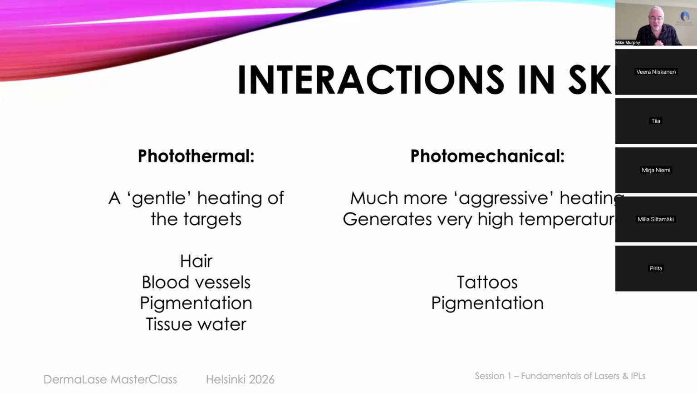Photomechanical, we use much, much shorter pulses, typically nanoseconds or picoseconds. And that's a much more aggressive heating because there's no time for the heat to escape at all in a nanosecond or a picosecond pulse. The pulse is far too short. So all the energy is turned into heat. So you can generate very, very high temperatures in, for example, tattoo ink or melanin. So we tend to use that for both tattoos and pigmentation.